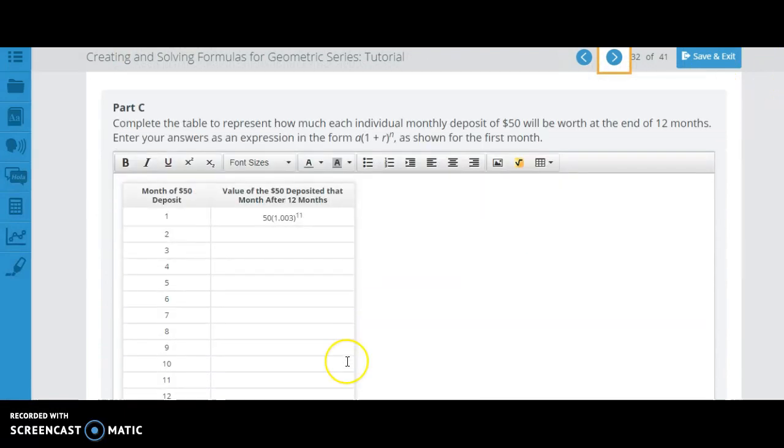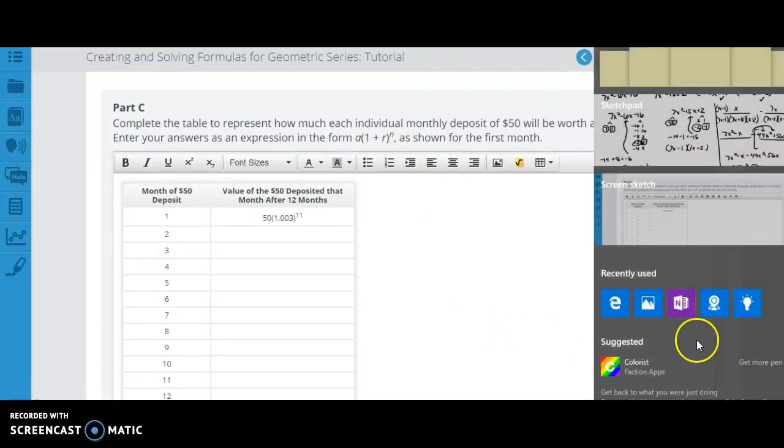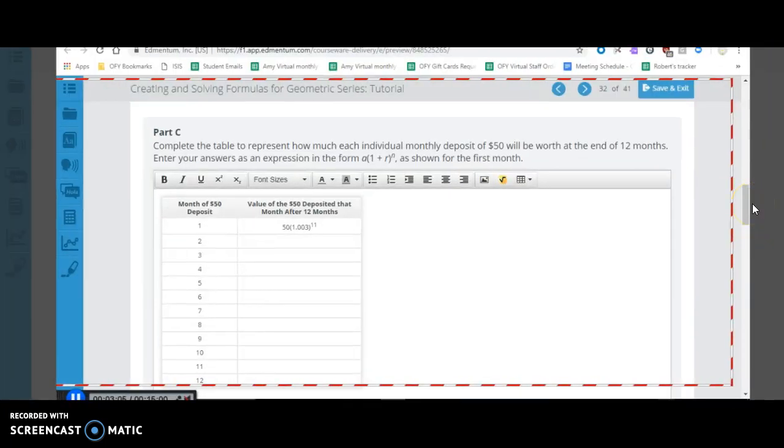Now down here it says complete the table to represent how much individual monthly deposits of $50 will be worth at the end of 12 months. And we're going to write it as A, so that's your starting amount, times 1 plus your rate to the power of the number of months. So here they already gave us the first one. When we deposit $50, it can get interest for 11 months. So that's why there's an 11 up here.